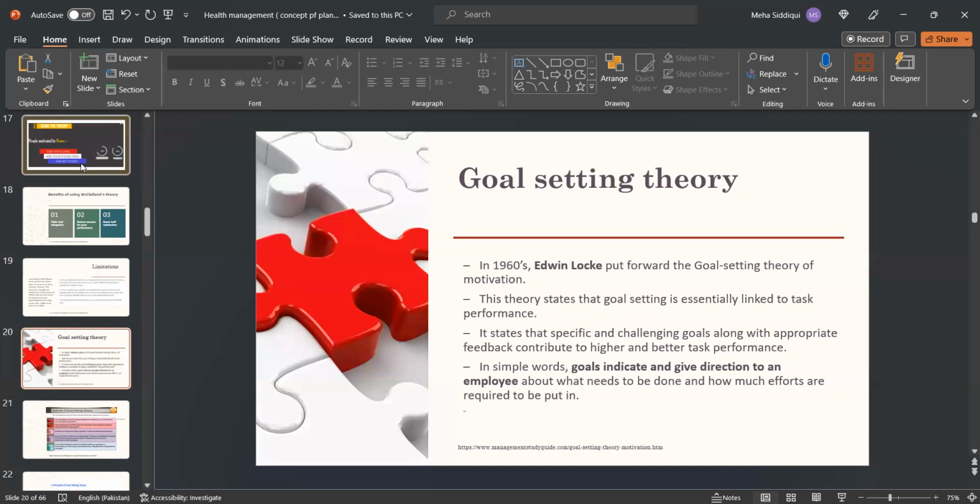In the 1960s, Edwin Locke put forward the goal-setting theory of motivation. It states that goal setting is essentially linked to task performance. It states that specific and challenging goals, along with appropriate feedback, contribute to higher and better task performance. In simple words, goals indicate and give direction to an employee about what needs to be done and how much efforts are required to be put in.